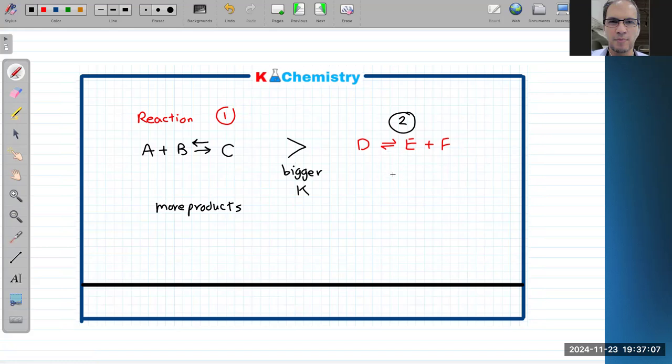But this one has a smaller K. It means that it did not go to completion. It's actually just trying to go to the product side, but it's failing, especially if the number is very small. So let's have a small example and see how this works as a question.